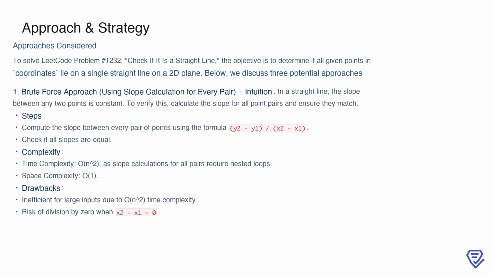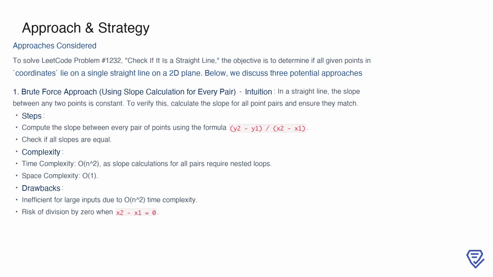To determine if the given points lie on a single straight line, we can consider 3 different approaches. The first is the brute force approach, which relies on calculating the slope between every pair of points. The intuition here is simple: for points to lie on a straight line, the slope between any 2 of them must be constant. To implement this, we calculate the slope using the formula (y2 - y1) / (x2 - x1) for all pairs of points and verify that they match.